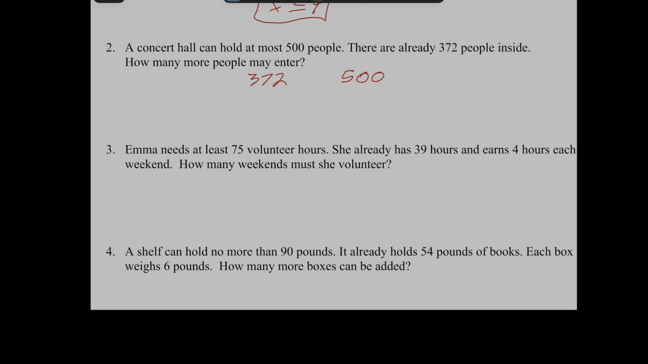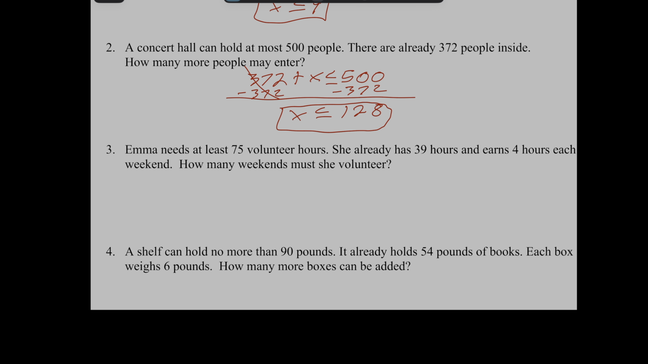And whenever you see the words at most, it means that this 372 plus x, I need that number to be smaller than or equal to the 500. It just can't be bigger when it's all said and done. All right. So let's go ahead and subtract the 372, and I'm going to get x. It needs to be less than or equal to 128.